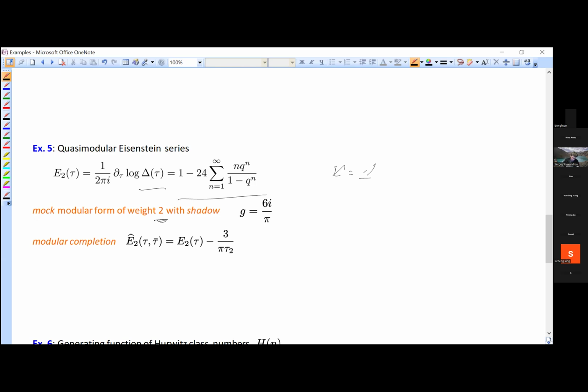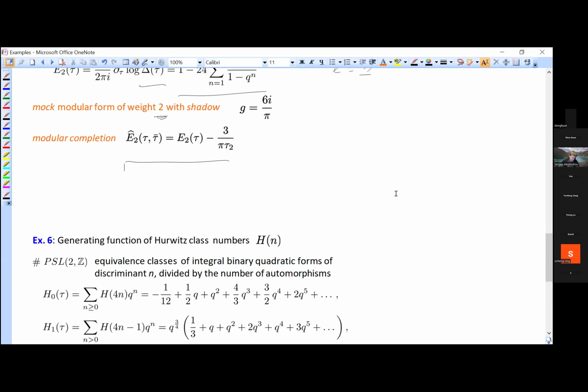And modular completion, you see, well, it's trivial to evaluate the integral if you integrate constant, this Eichler integral, and it just gives 1 over tau_2, well, with some coefficient, and this is the completion. So this is really like the most basic example.